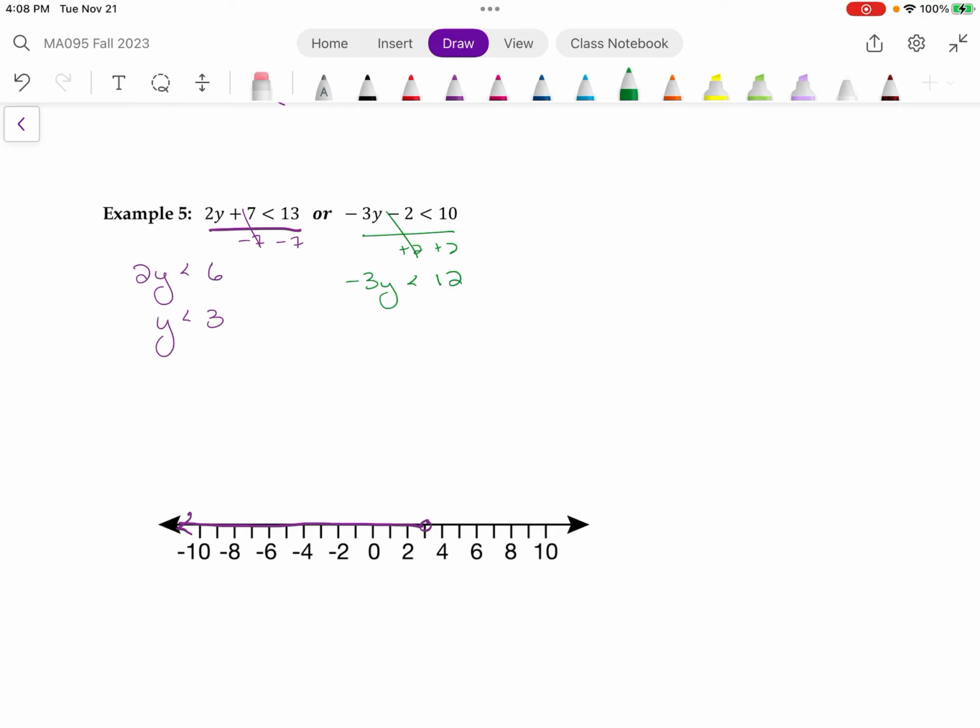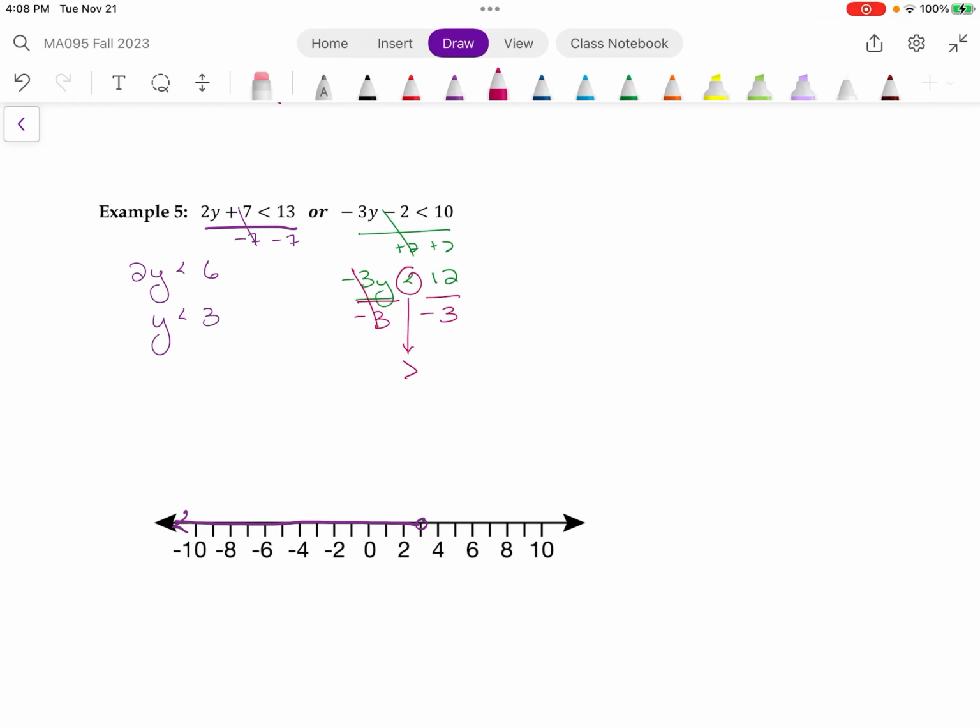All right, now I need to divide by, I'm going to put this in pink because I want you to really notice what I'm doing here. Divide by -3, which means this is going to switch to greater than, because I'm dividing by a negative. So I've got y is greater than 12 divided by -3, -4. Y is greater than -4. So -4 is down here, and I'm going to go to the right.